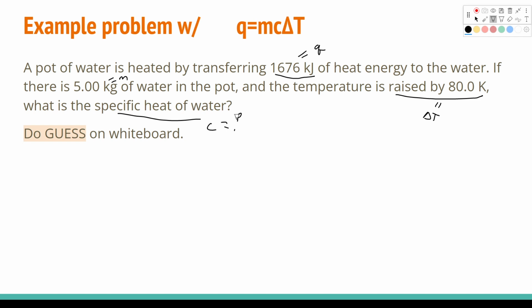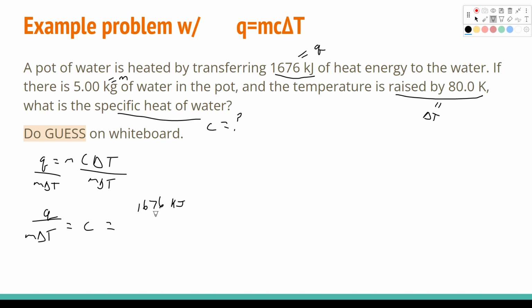We're going to go ahead and solve the problem. We have Q equals m C delta T. I need C by itself, so I'm going to divide both sides by m delta T. So I have C equals Q divided by m delta T. Now I'm going to plug in my values: 16.76 kilojoules, then my mass is 5 kilograms, and then my delta T is 80.